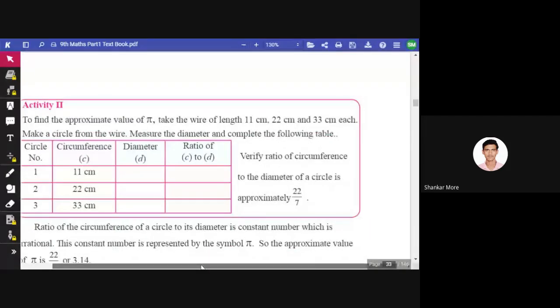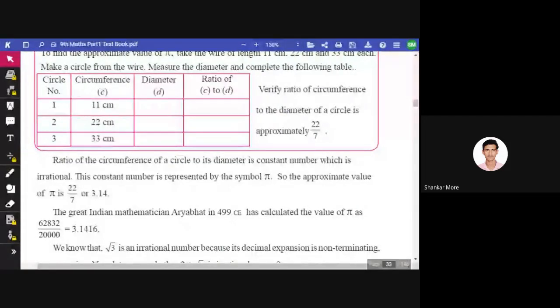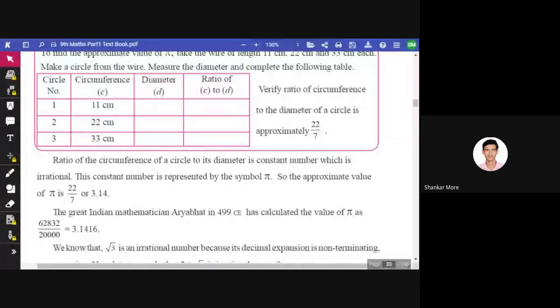Now, the ratio of the circumference of a circle to its diameter is a constant number which is represented by the symbol pi. So the approximate value of pi is 22 by 7 or 3.14. Okay, these two are the values of the number pi. So can anyone tell me whether this number pi is rational or irrational? Rational or irrational? Is the number pi rational or irrational? Respond, guys. It is irrational. Okay.